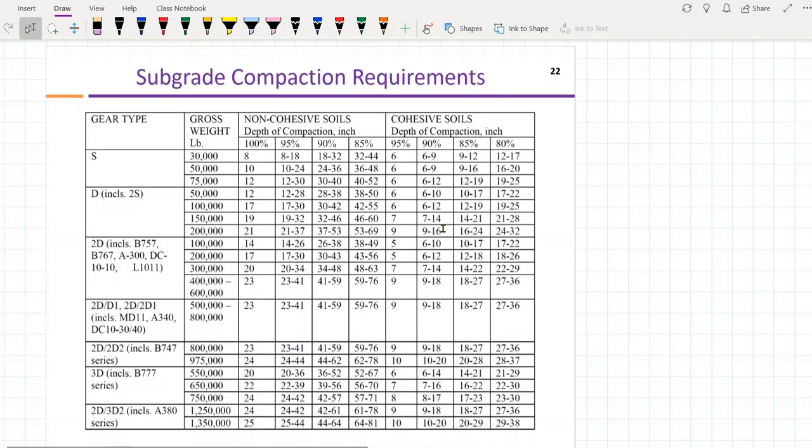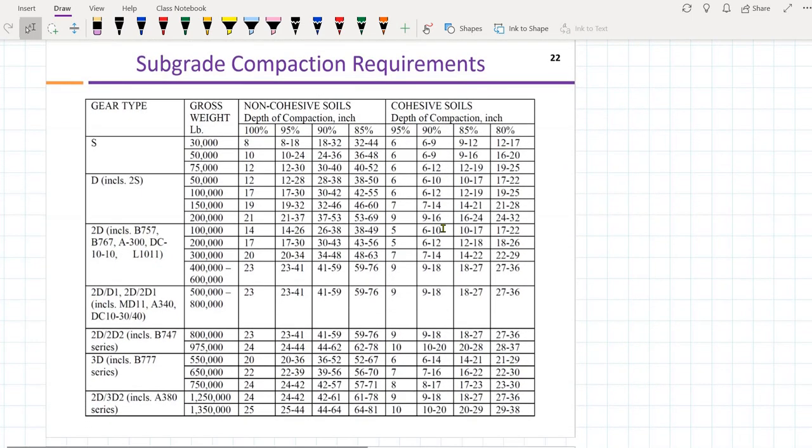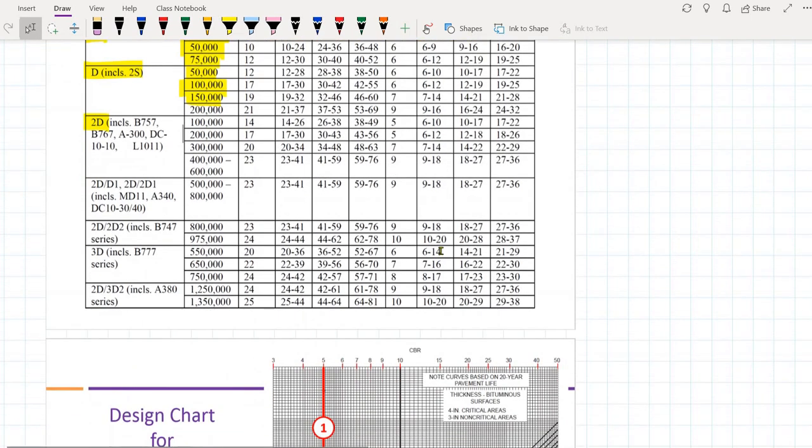There are some requirements by this method. The requirements for the compaction of subgrade. This table summarizes the requirements of subgrade compaction for both cohesionless soils and cohesive soils, for different gear types, and for different gross weights of the aircraft. This is related to construction.